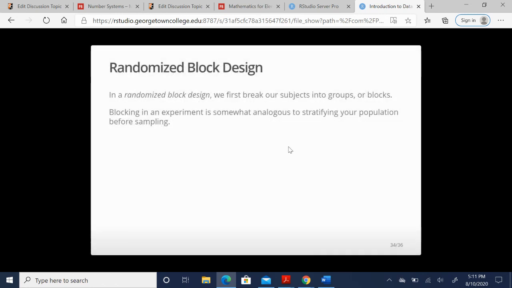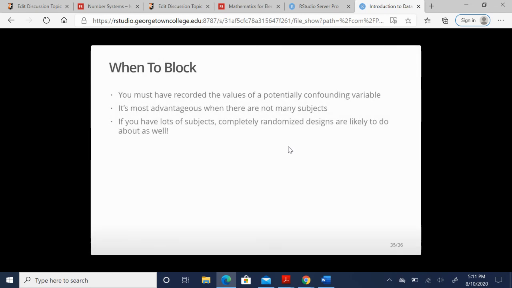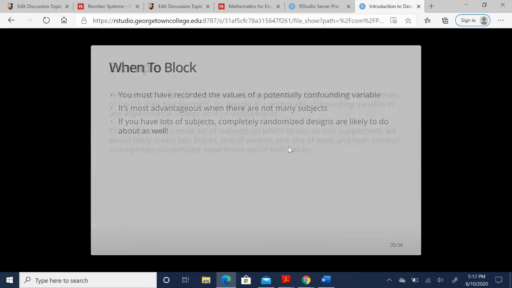Sometimes we might want to block. We might want to break our subjects into groups or blocks. It's a lot like stratifying. So when you want to block, you might have recorded the values of potentially confounding variables. If you know that gender might be part of that, it's advantageous when there's not a whole lot of subjects here. That might be an option, to block if we are dealing with gender. If we have a lot of subjects, a randomized design will work as well, even if there is a difference between groups.